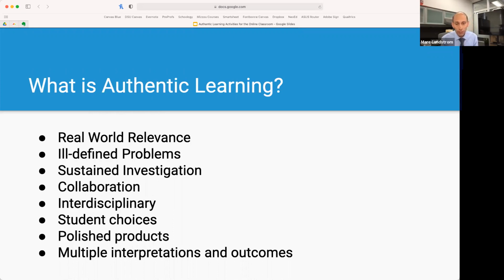Sustained investigation. This is something that can be valuable for authentic learning, the real world experience, to be sustained over a period of time rather than in a very short period of time, of a few minutes or something like that. Over time, it's better for that real world experience to happen, because in the real world, as we know, rarely are problems solved in a one hour meeting or a 5-minute meeting or whatever.